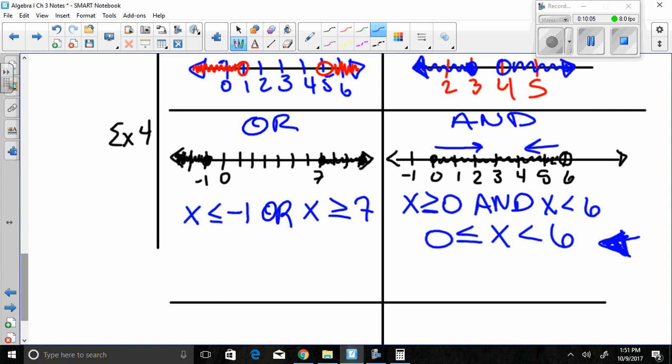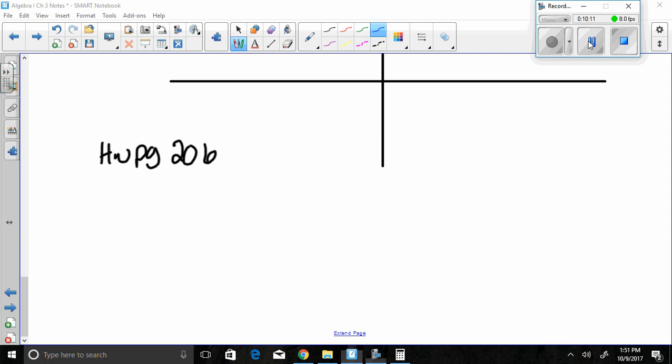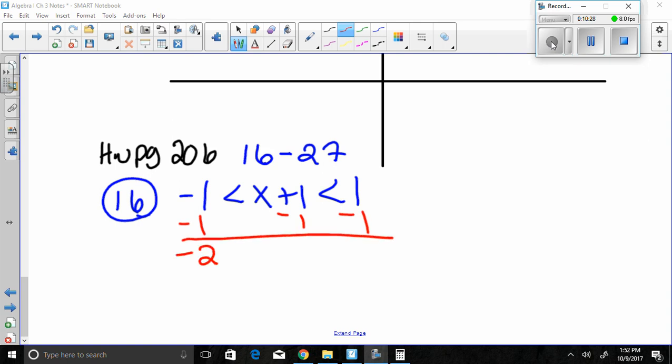And our homework is on page 206. We're going to do 16 through 27, starting with number 16. Negative 1 is less than x plus 1, which is less than 1. Solving this for x. So we get negative 2 is less than x, which is less than 0.